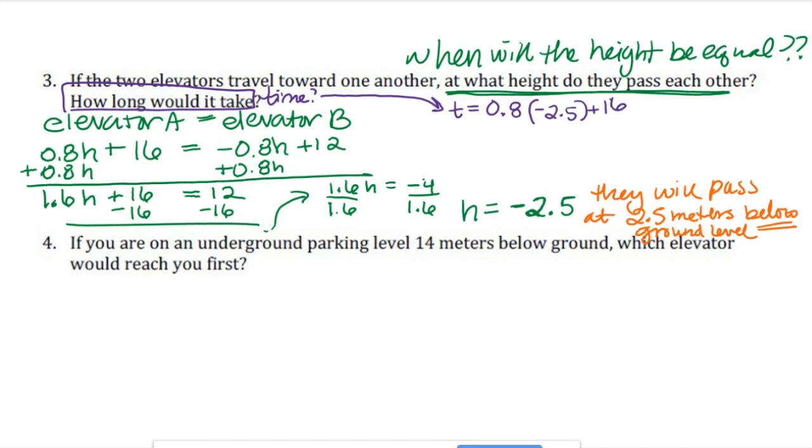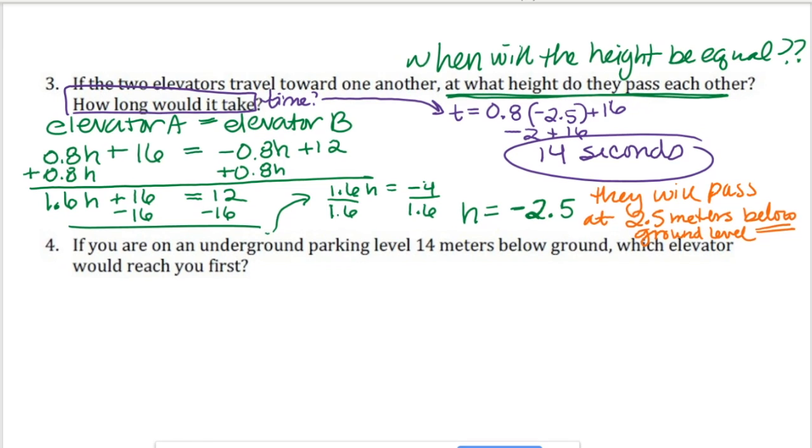So if I plug the height into one of my elevator situation equations, let's see what happens. So if I multiply 0.8 times negative 2.5, I get negative 2 plus 16 is positive 14. So this is saying it's going to take 14 seconds. So after 14 seconds, the elevators will pass each other.